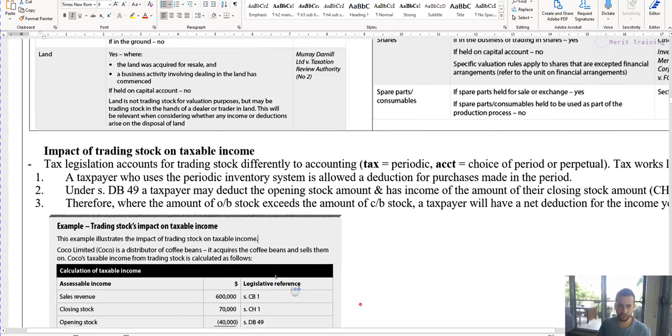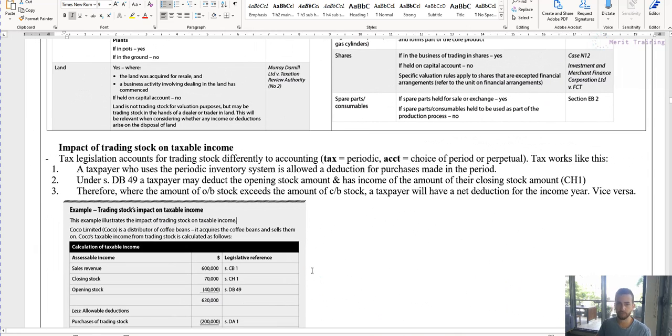Okay, so let's talk about the impact of trading stock upon taxable income. So the first principle we need to discuss is the fact that per tax treatment, how we account for trading stock is different to accounting. So under accounting, if you remember from financial reporting, you get a choice between either the periodic or perpetual methodology, whereas under tax you only get periodic. So how the tax treatment of trading stock works is, there's 3 steps.